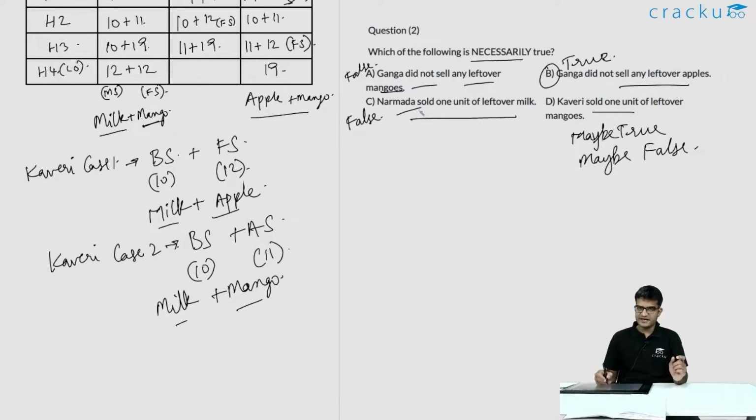A and C are definitely false. D is maybe true, maybe false. B is definitely true. So the correct answer is option B.